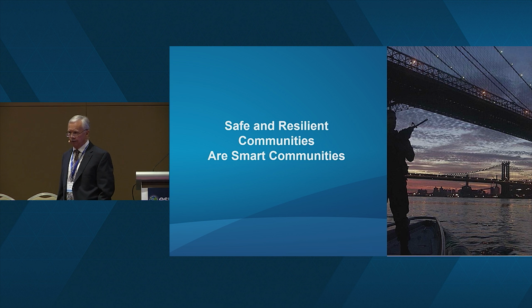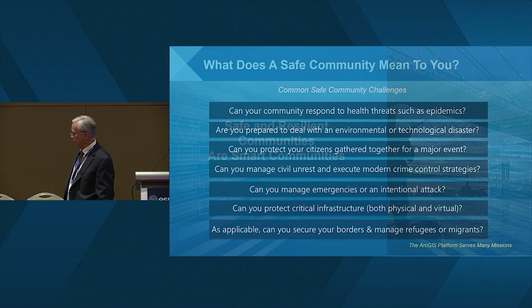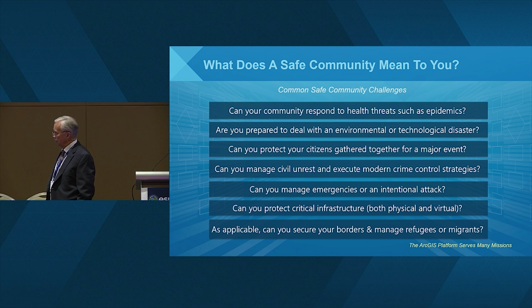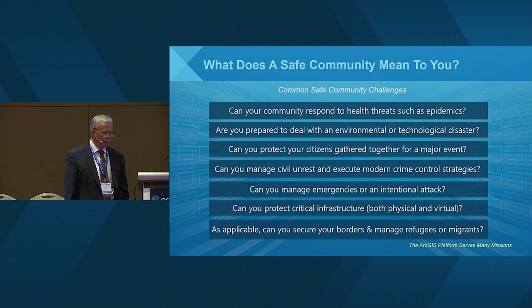Safe and resilient communities are smart communities. These are challenges that we find that nations and communities share in many cases. Epidemics, environmental or technological disasters, major events where you have people together, civil unrest, managing crime, intentional attacks, protecting infrastructure, and in some cases managing borders.